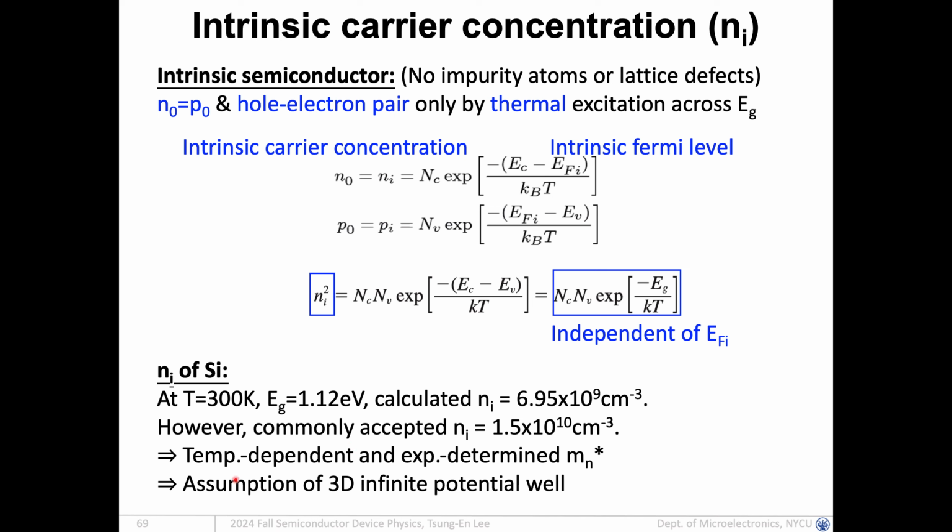The other reason is that the above equation uses the assumption of a 3D finite potential well, so something is simplified. That is why there is a slight difference, but actually it is already quite close, only 2 times different. That is quite close.